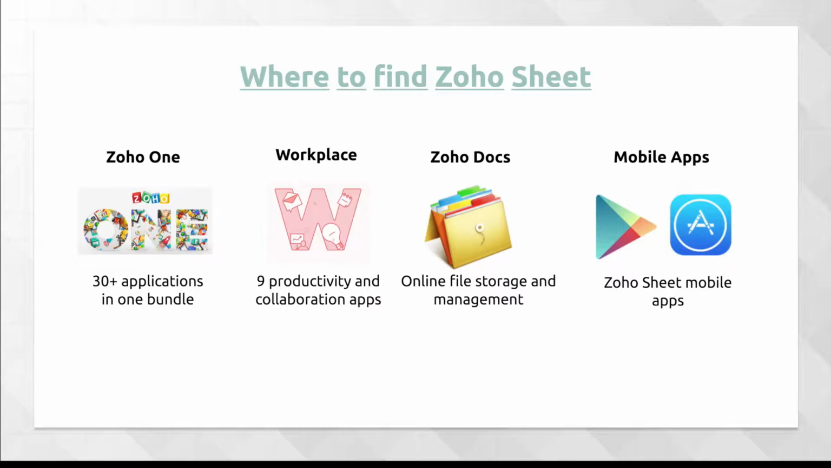Next is Workplace. So Workplace includes 9 productivity and collaboration tools such as Zoho Mail, Cliq, etc. and Zoho Sheet is a part of it. Next is Zoho Docs. So Zoho Docs is an online file storage and management application. It also includes an online office suite that has Writer, Sheet and Show as a part of it. You can find Zoho Sheet for your mobile devices in the Play Store and App Store.